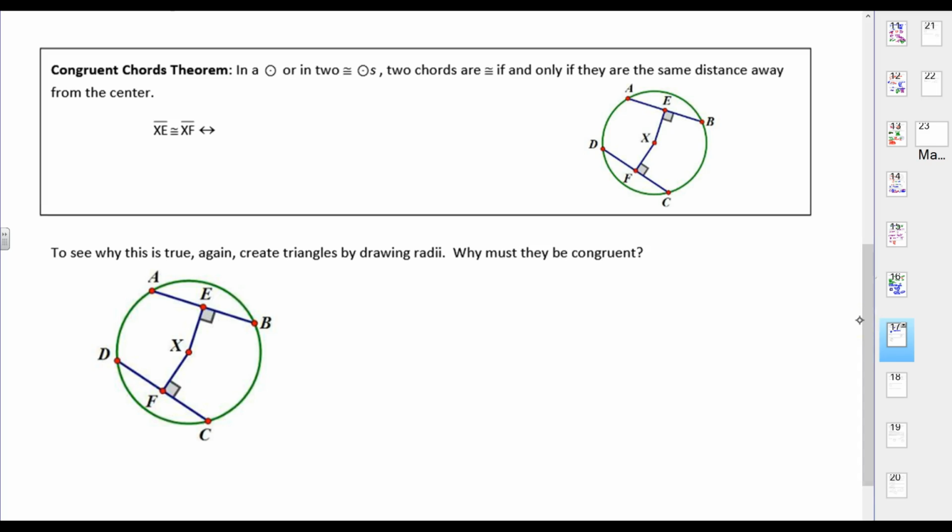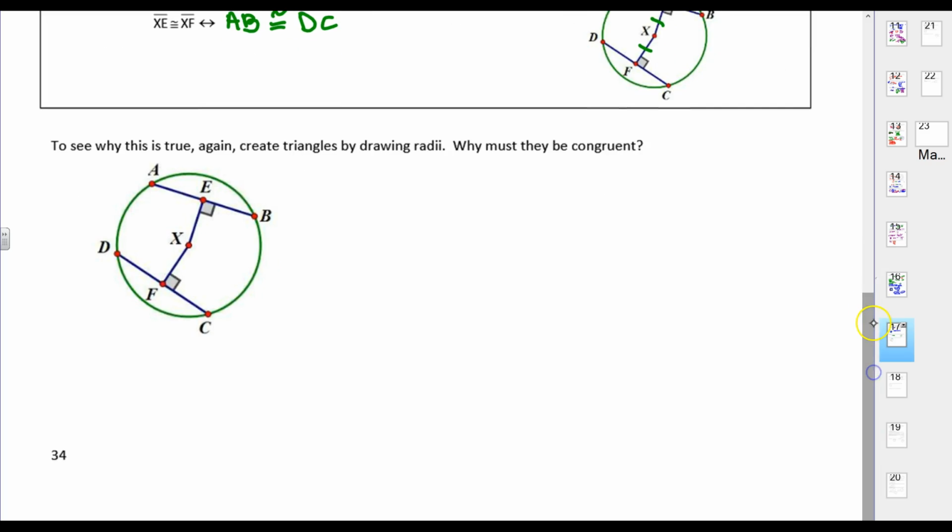There's also a congruent chords theorem. If I've got, in a circle or in two congruent circles, two chords are congruent if and only if they are the same distance away from the center. So if XE, this distance here, is congruent to XF, this distance here, notice it's the perpendicular distance because that's the shortest distance between two segments, then we can say that AB is congruent to DC. Those two chords would be congruent.